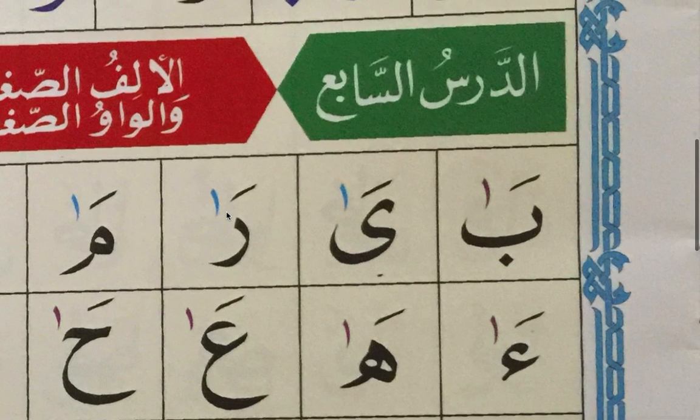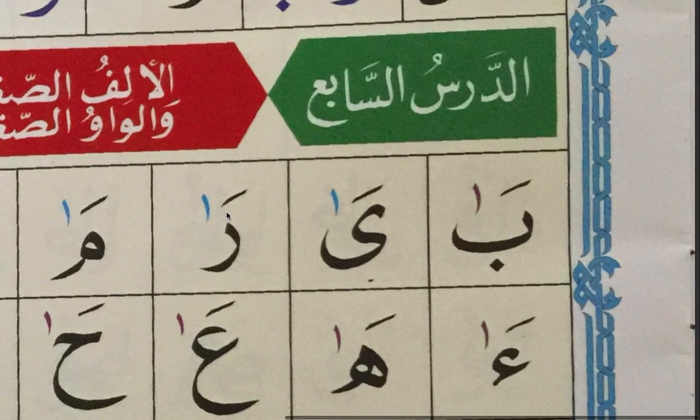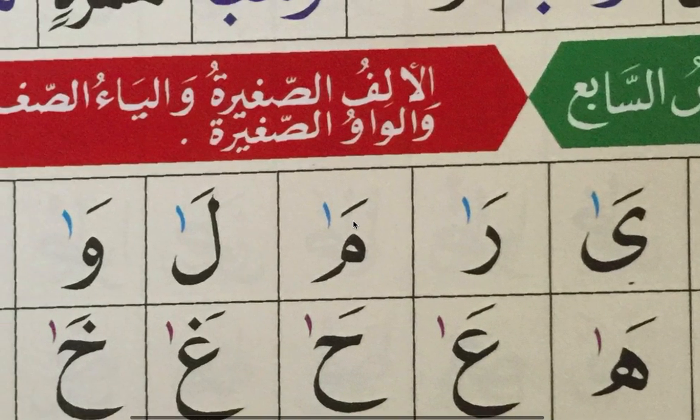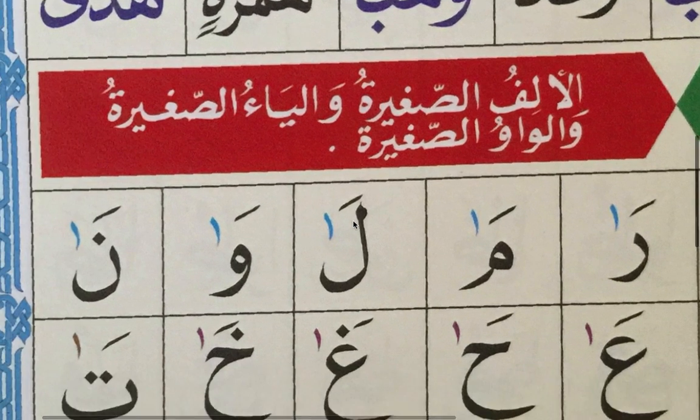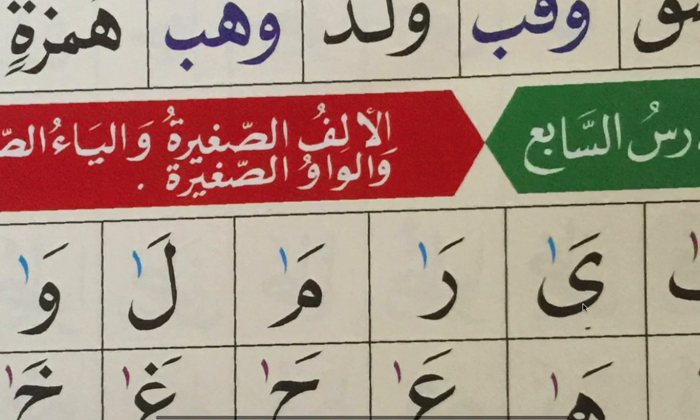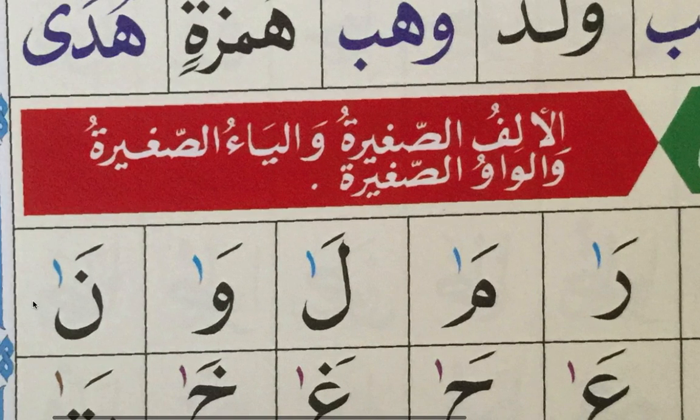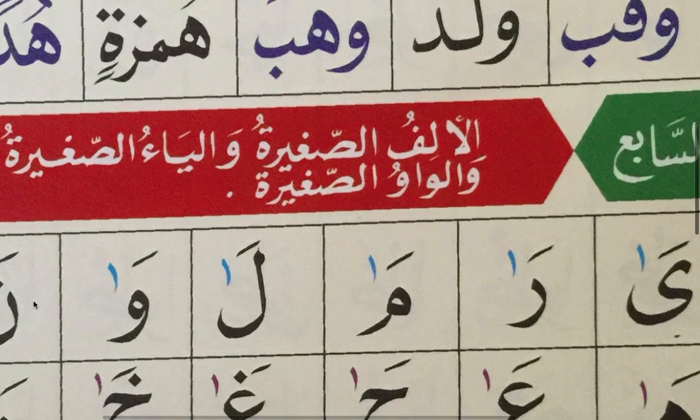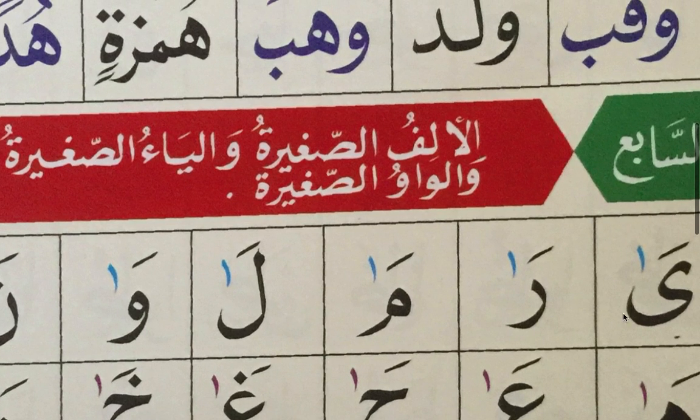But I want you to also remember another set of letters that I'm going to tell you right now, which is ya, ra, mim, lam, waw, noon. This is the first introduction. If you don't memorize them immediately, don't worry. But ya, ra, mim, lam, waw, noon.